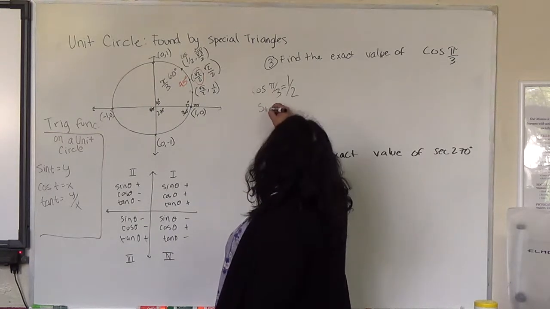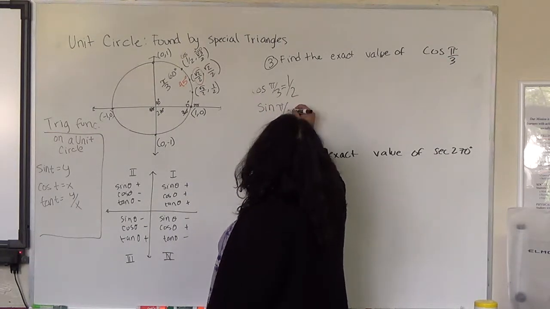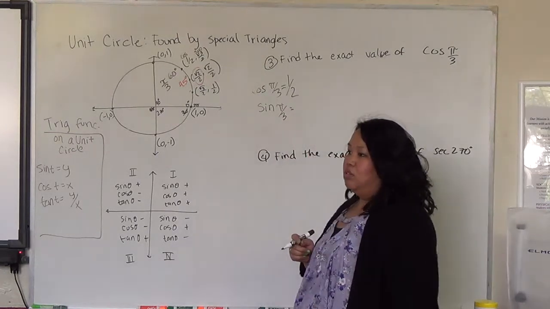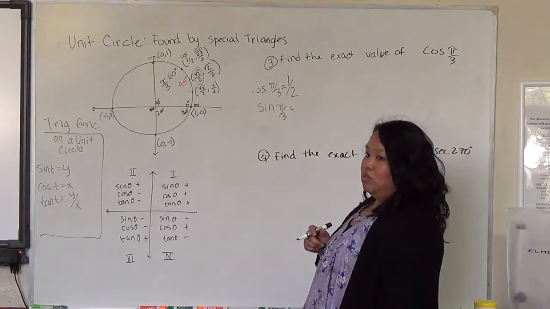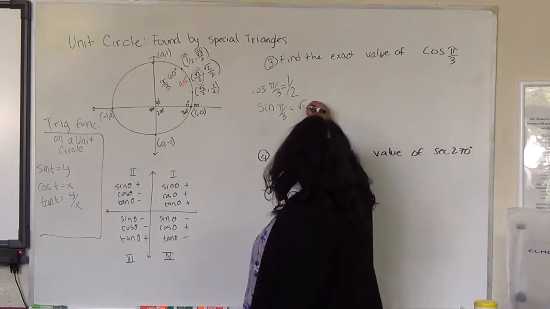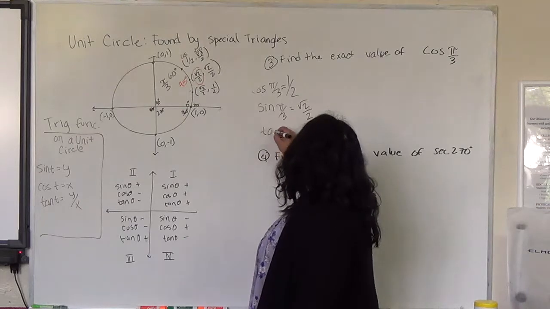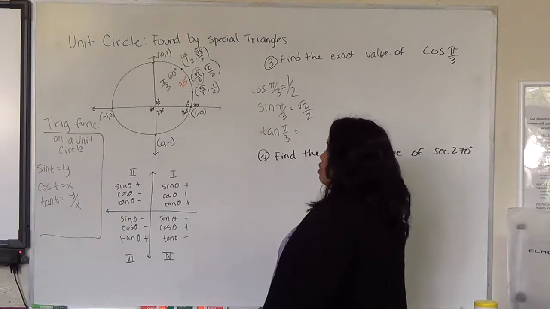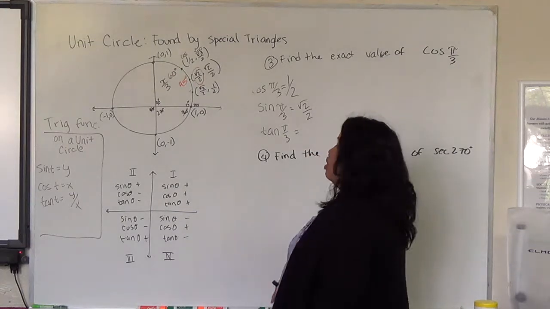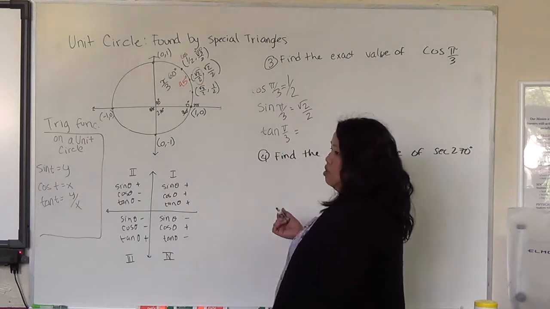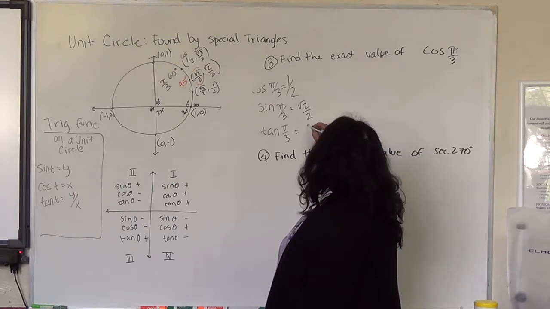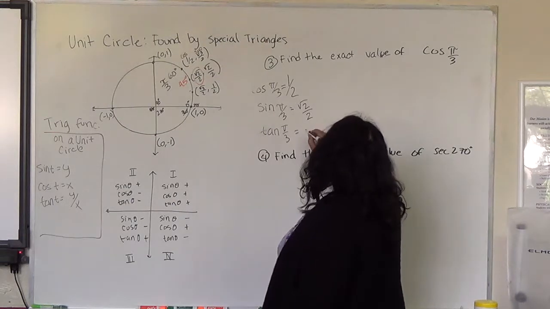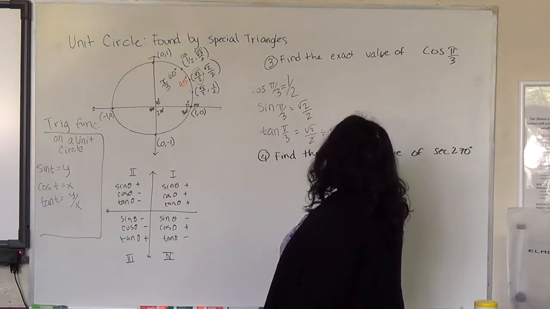If I want to find sine pi over 3, what would that be? Root 3 over 2. If I wanted to find tan pi over 3, what would that be? However that would mathematically come out, tell me how to find it. It's y over x. So root 2 over 2 divided by 1/2.